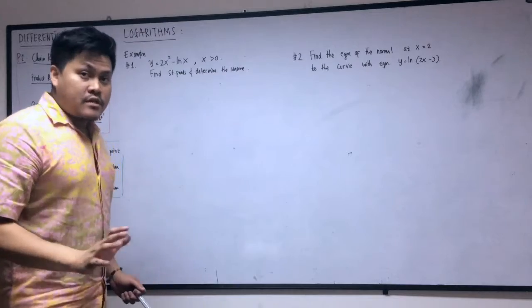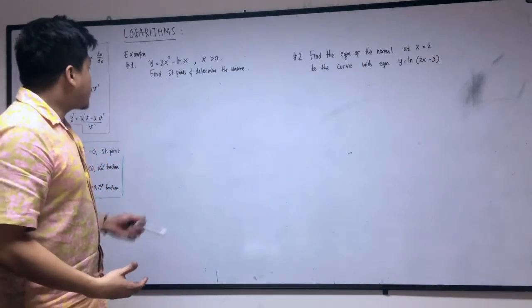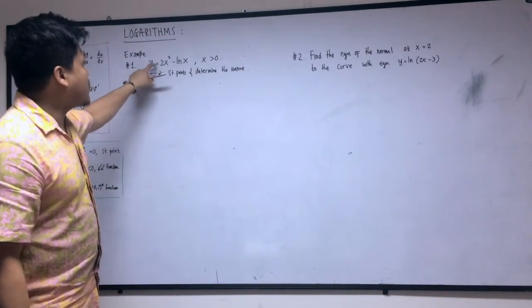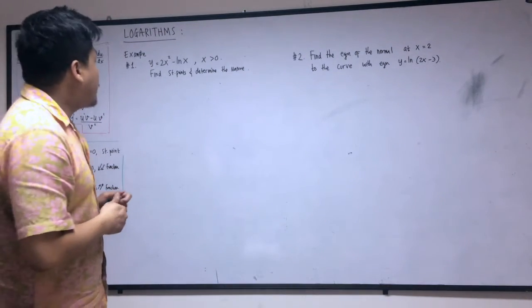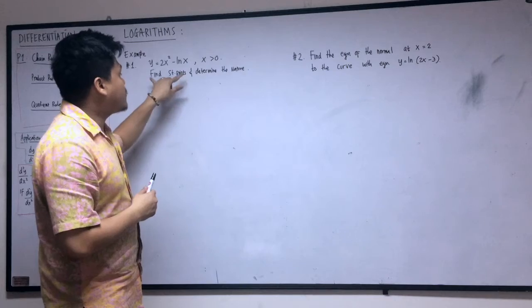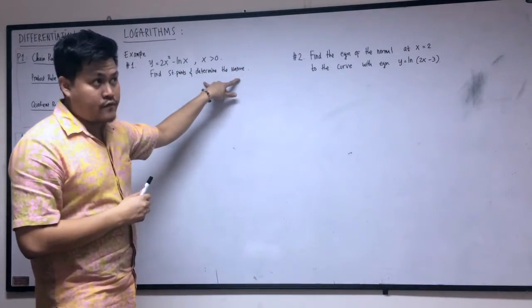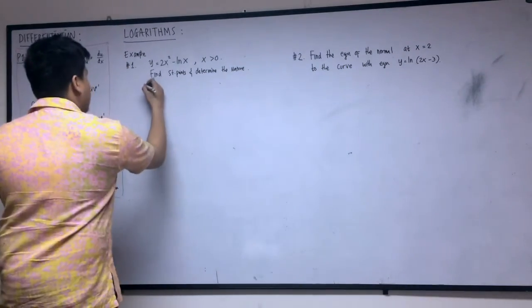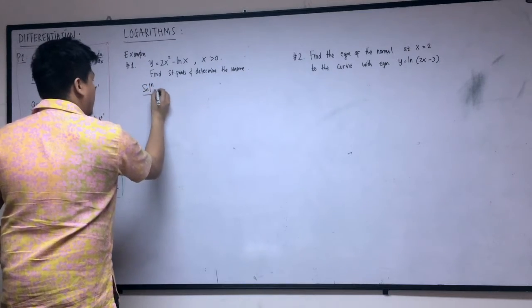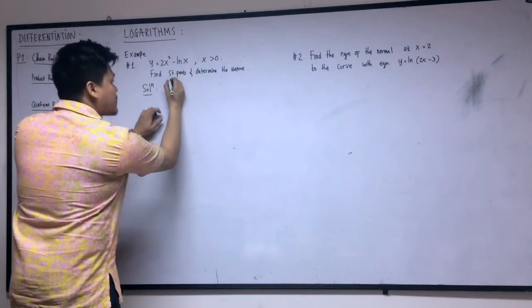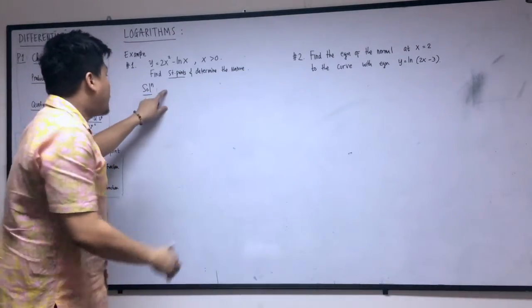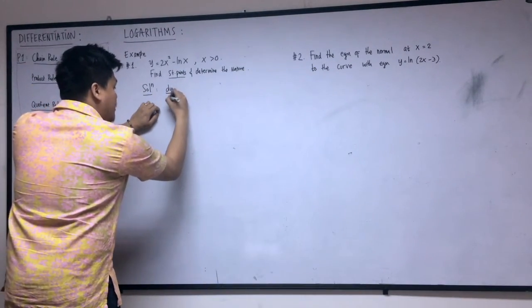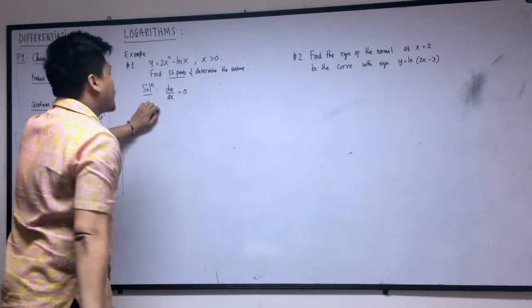Okay, two application examples here. First is, you've got the function y equals 2x squared minus ln x, where x is positive. The question here is to find the stationary points and determine the nature of the stationary points. So to solve this, when they say to find the stationary points, the first thing you need to do is to make dy/dx equal to 0, right?